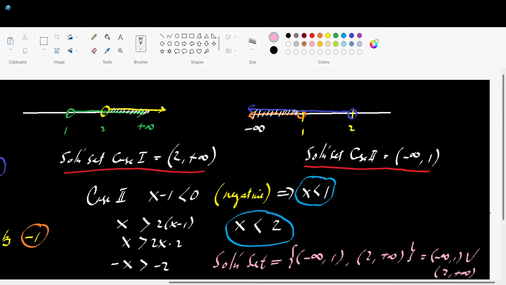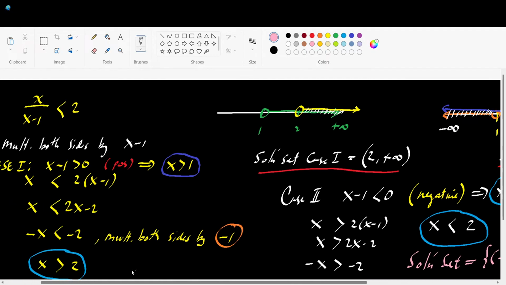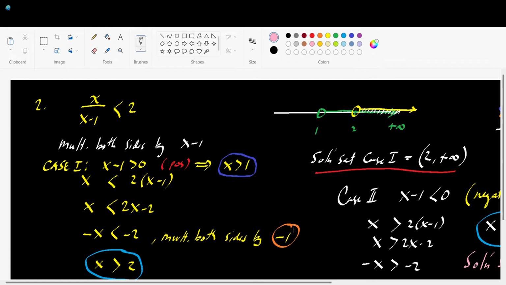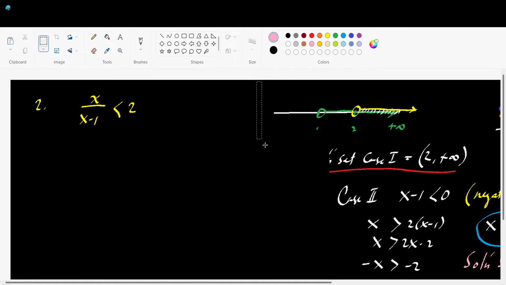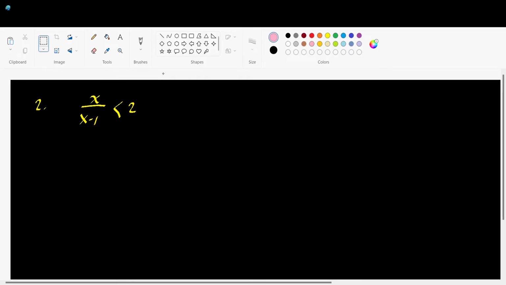Okay. Let me show you an alternate solution without indicating or specifying the cases. So the alternate solution will be shorter and easier to do. What we do is we transpose 2 to the other side. So this will be the alternate solution.